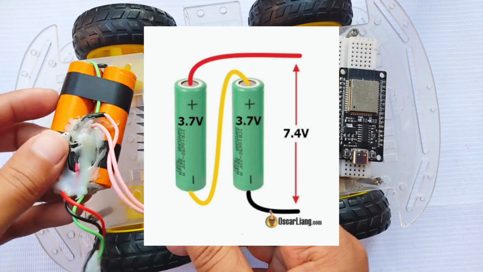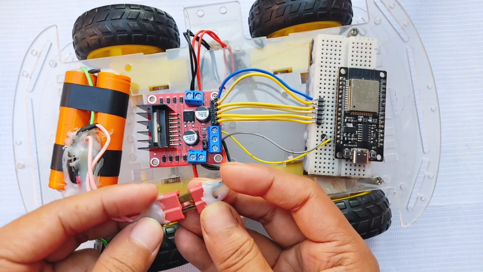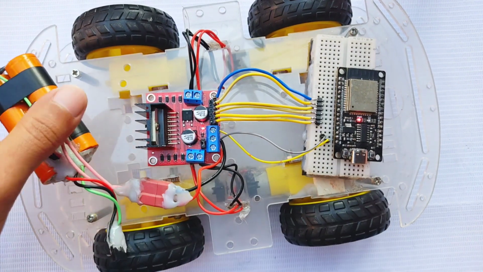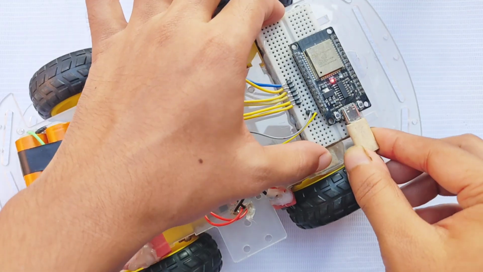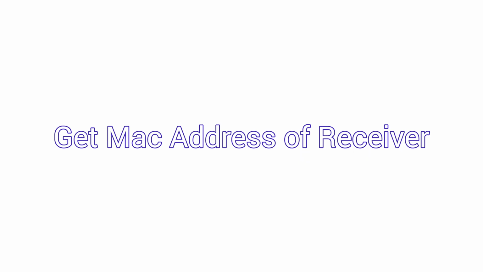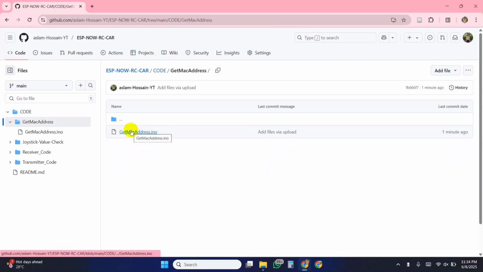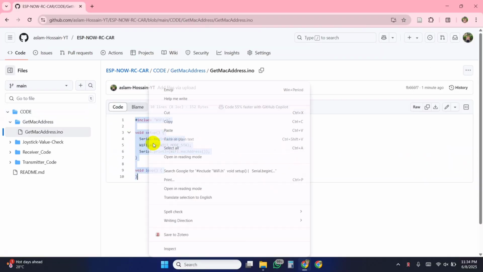Now, power the system using two lithium-ion batteries connected in series to supply around 8 volts through a T-connector. Connect it to your computer via a USB cable and upload the code that displays the MAC address.